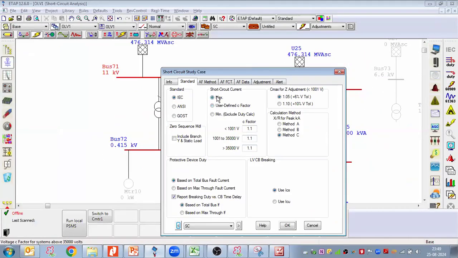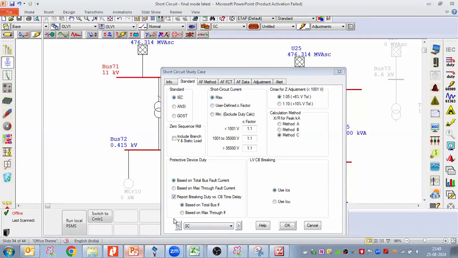Here in short circuit current, if I click maximum, you can see 1.1. IEEE ETAP automatically changed to 1.1. That I told you, that is the maximum C factor, 1.1. With user defined, if I have any choice, I can define what C factor I want. Minimum I can define, maximum is 1.1. I hope you understood why C factor.